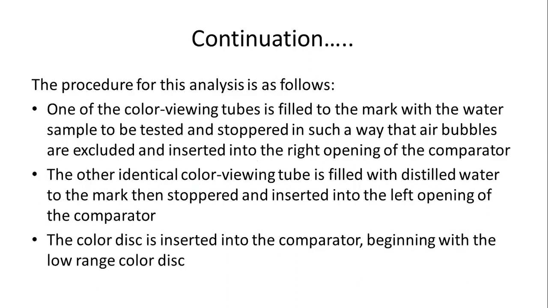The procedure is as follows. You have 2 color tubes. One of the color viewing tubes is filled to the mark with the water sample to be tested. Then you stopper each, that is, put the cap on the color viewing tube in such a way that all air bubbles that might be present in the tubes are excluded. You then insert the tube with the water sample into the right opening of the comparator. The other color viewing tube is filled with distilled water to the mark and stoppered in the same way, to ensure that there are no air bubbles in the tube, and then inserted in the left opening of the comparator. Then the color disc is inserted into the comparator, always beginning with the low range color disc, that is from 0 to 30. And next.